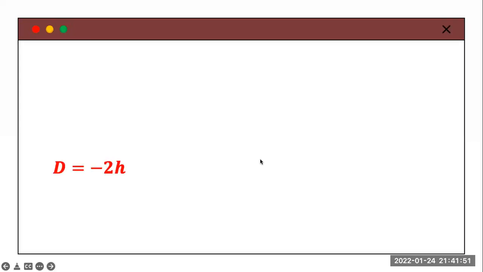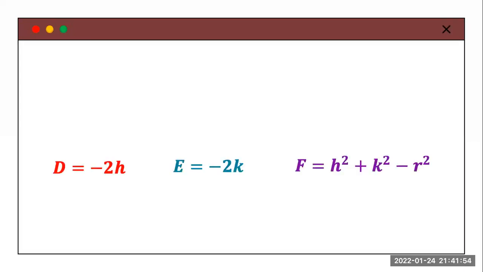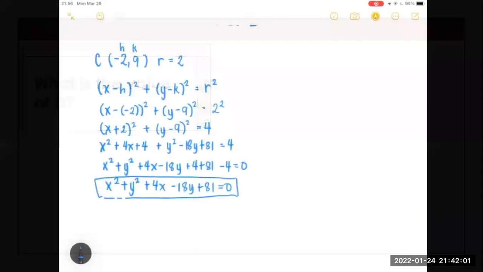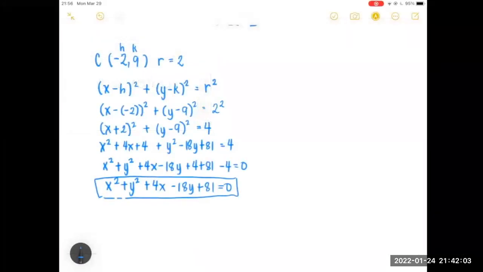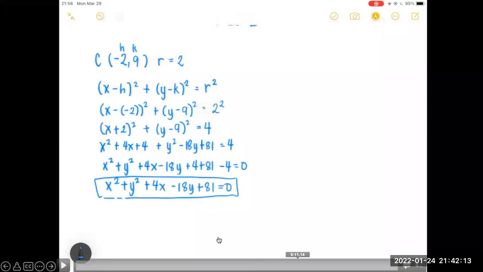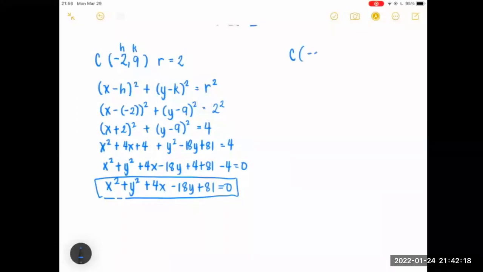Actually, ayan, we can also solve using the formula, the D, E, and F. So, again, you have here the general equation. Try naman natin, na ginamitan ng expansion, try naman natin yung formula. So in here, again, your center is at -2, 9, and R is equal to 2. That's your H and K. Label lang para hindi tayo mahirapan.